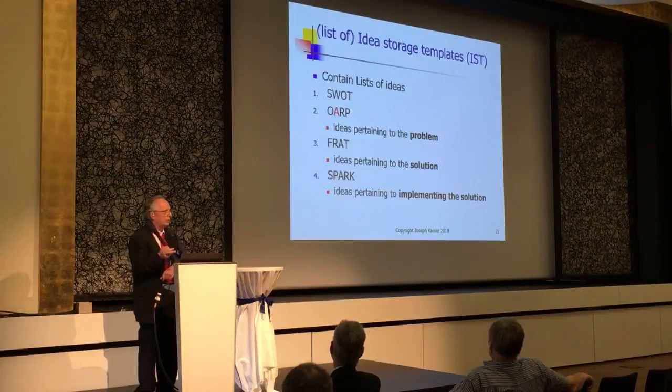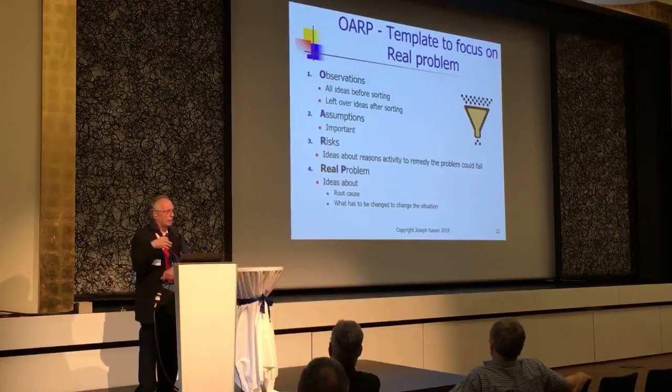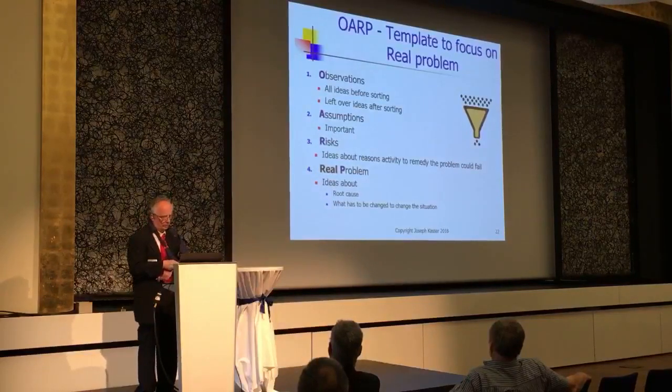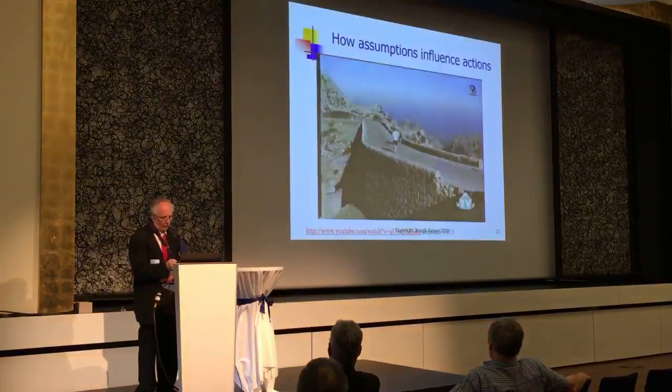So when you do the active brainstorming session, first you do brainstorming, then you do active brainstorming, and now you start to sort the ideas. Well, observations, those were all the ideas that you got that don't fit into any other category. Assumptions are very important, because if you get the assumption wrong, then everything else is wrong too. Risks and what the real problem is. This is sort of your root cause. And I just want to show a video about how assumptions influence actions.